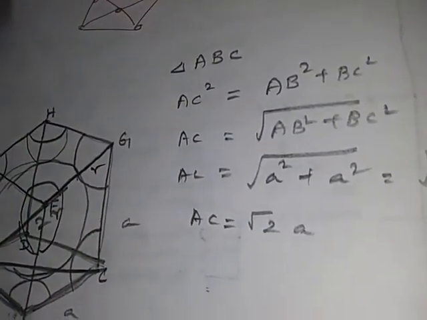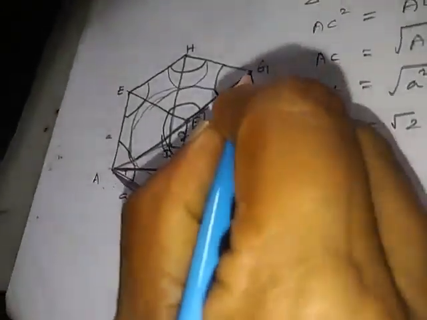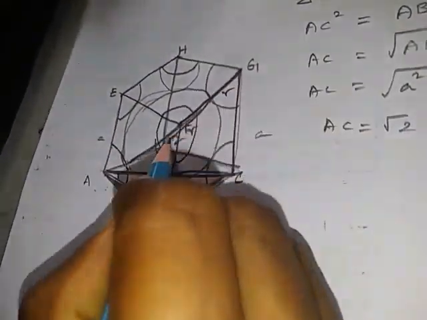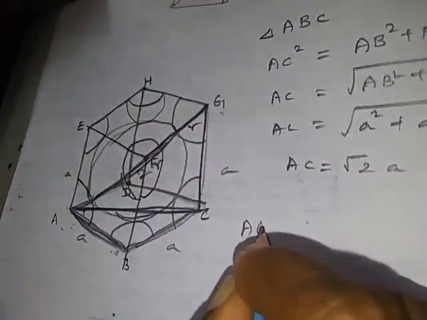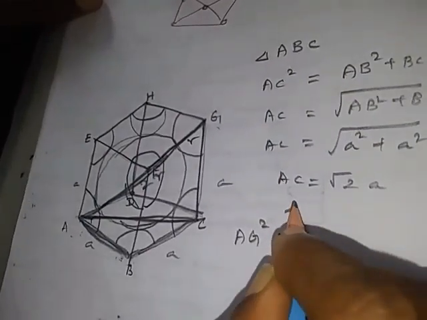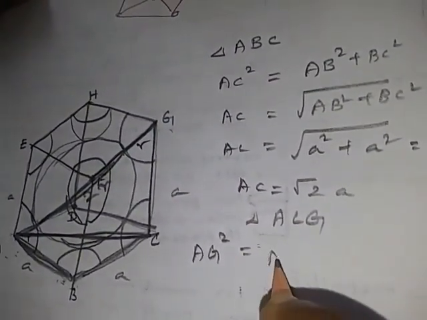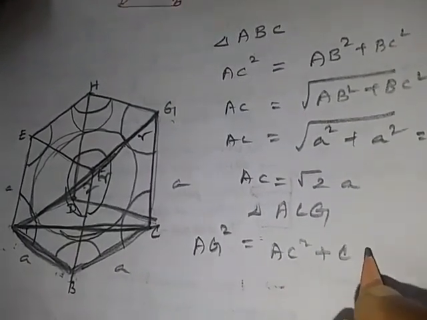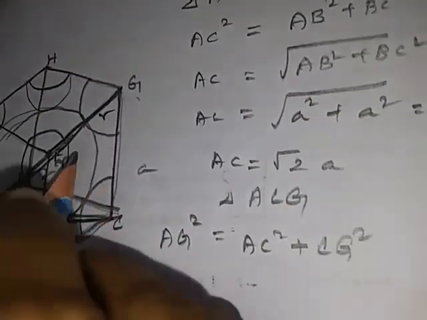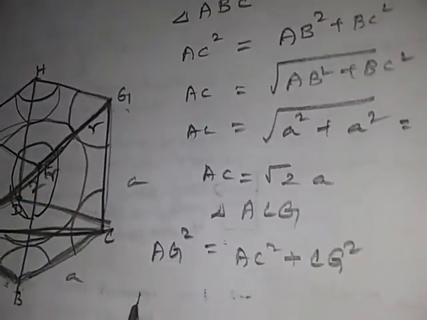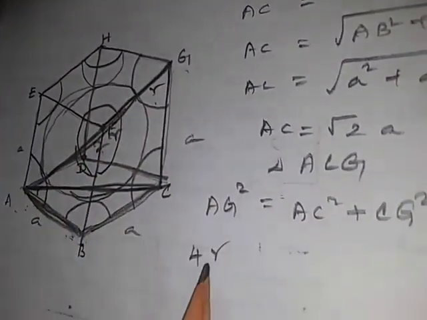And now if you take the triangle ACG, in triangle ACG, AG squared equals AC squared plus CG squared. And here, if you look at AG, it is 4R: 1R plus 2R plus 1R, it is 4R.